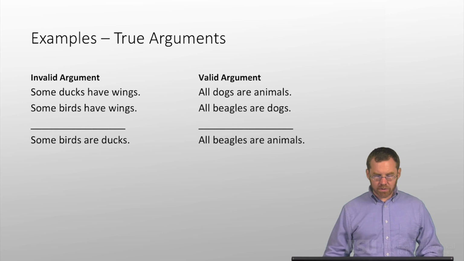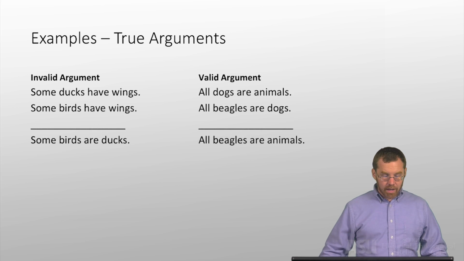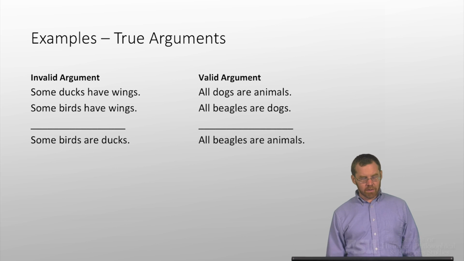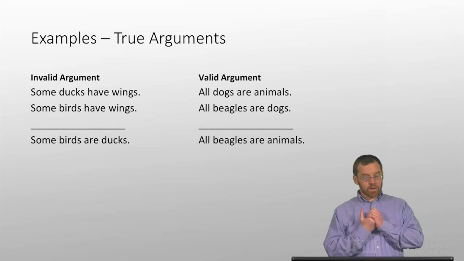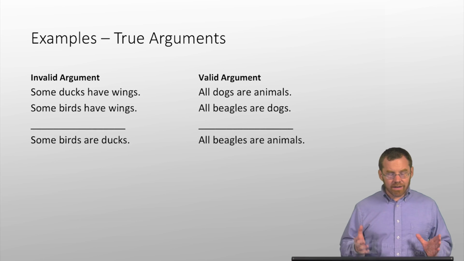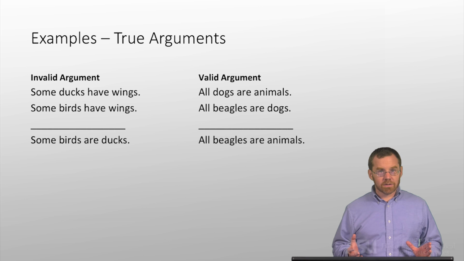Let me give you some examples to illustrate this. Here's a couple of true arguments. One's invalid and one's valid. In fact, we've seen them before. Invalid argument. Some ducks have wings, some birds have wings, therefore some birds are ducks. Well, do some ducks have wings? Yes. Do some birds have wings? Yes. Are some birds ducks? Yes. All true. But it's not a valid argument.